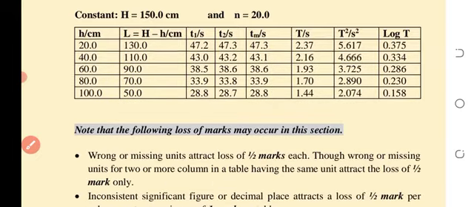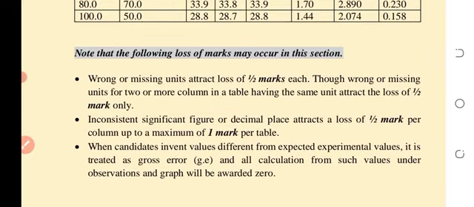Okay, now let's see. The first thing that can make you lose part of your 8 to 10 marks is when you have a wrong unit or a unit is missing from the table. This attracts half mark each. Though wrong or missing units for 2 or more columns in a table having the same unit attracts loss of a mark only. Okay, let me quickly explain this.